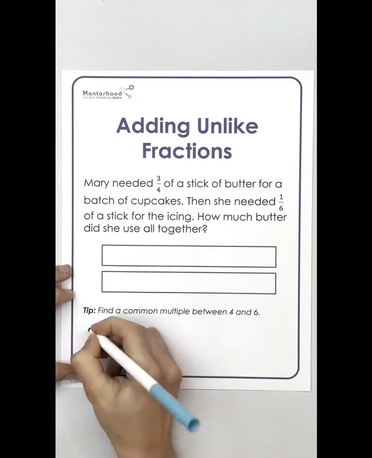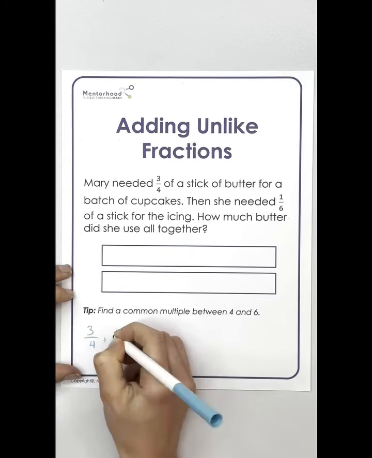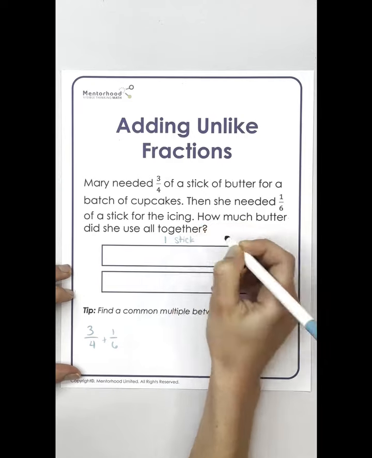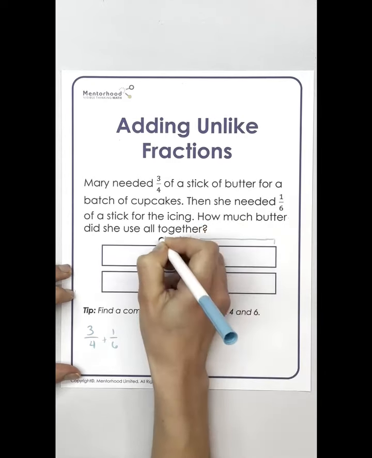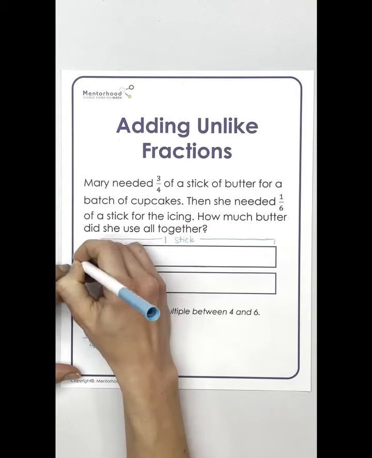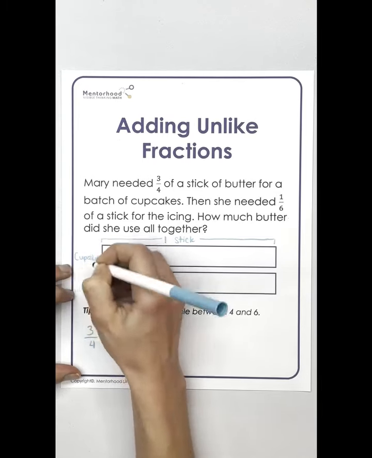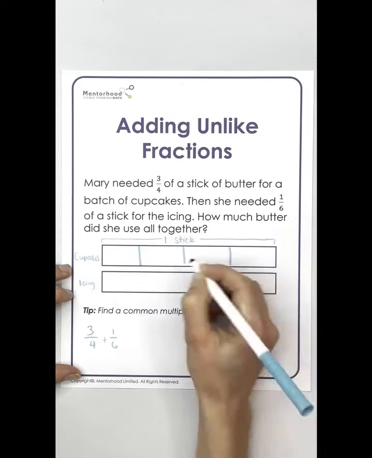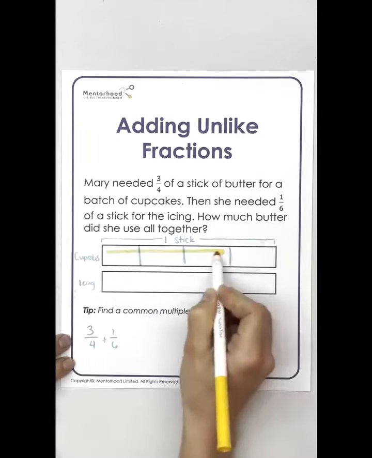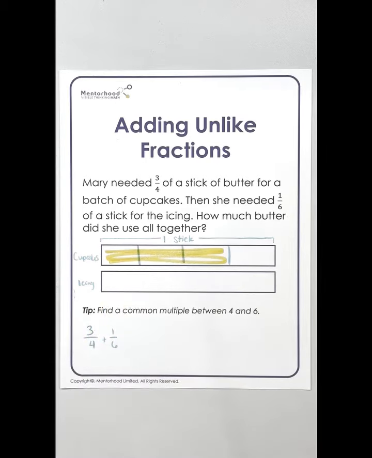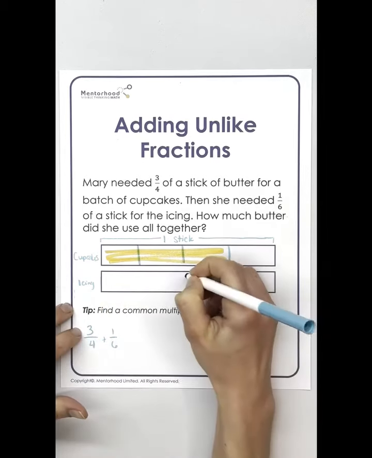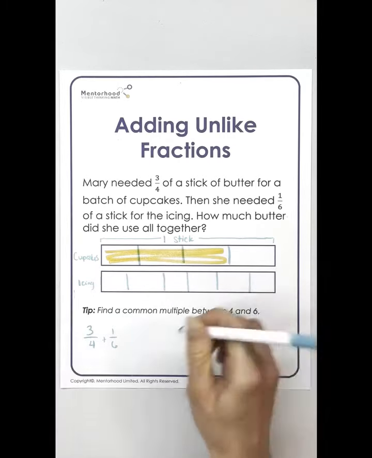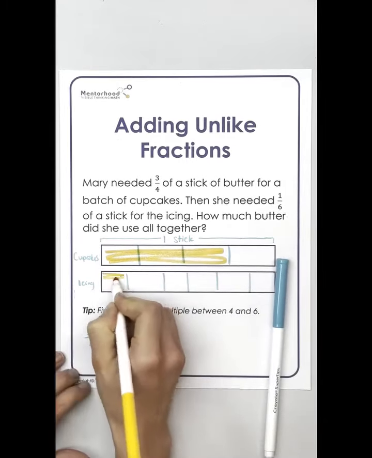Okay, so what we have to do is add 3/4 plus 1/6, right? So this is 1 stick, this whole thing. Both bars represent 1 stick of butter. So this is for the cupcakes and for the icing. She needed 3/4 of a stick, so all the way to here for the cupcakes. Then she needed 1/6, so we're going to take this and split it into 6. So that would be 3, and that would be another 3. And she needed 1/6 for the icing.